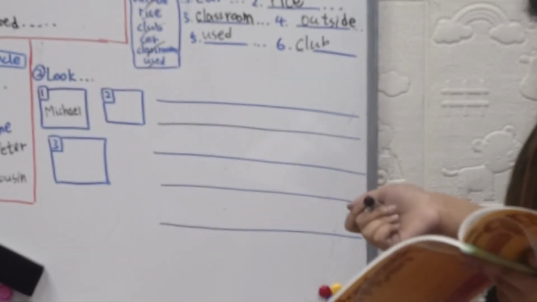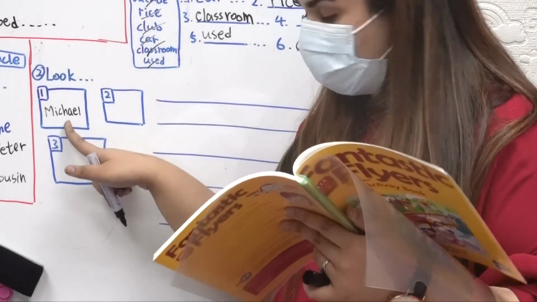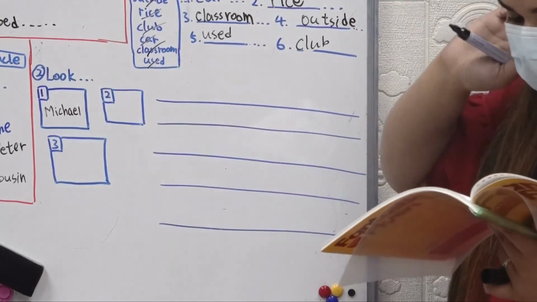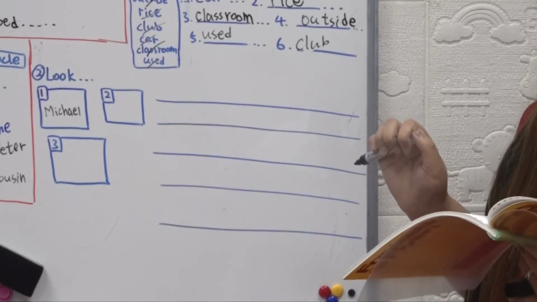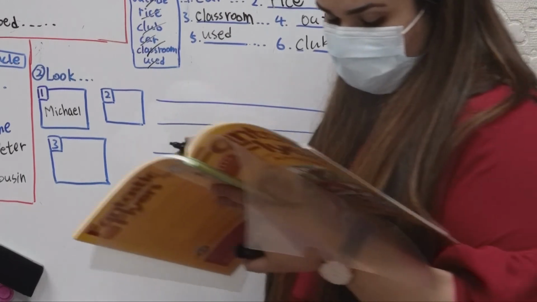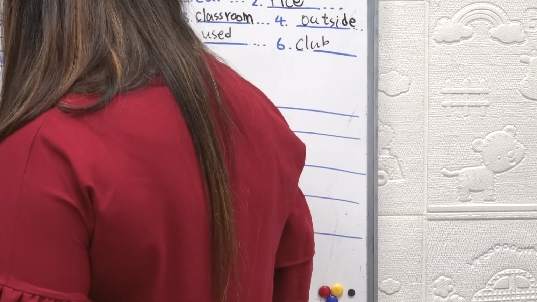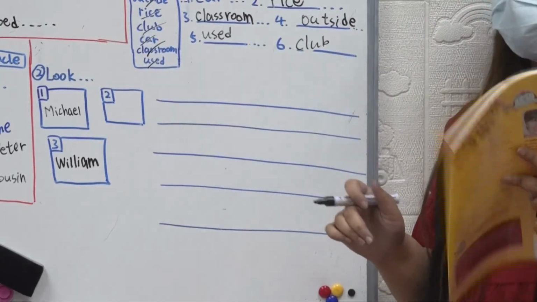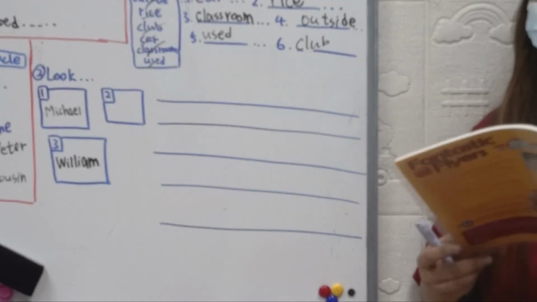And then there's one more character. So the people in the story are Michael, his mother, and then the one in the third picture that is riding a bicycle. Michael is behind him, right? The person that gives Michael a lift, his name is William. So how do you give a person a lift? It means if you give a person a lift, you're helping that person. Okay?